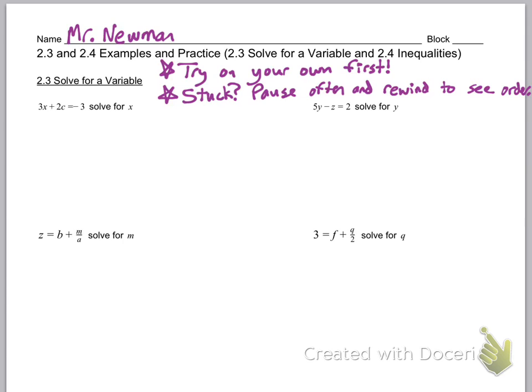All right, now that you've tried these, if you got stuck, I'm going to show you the problems on the left, and then I'll leave the ones on the right for you to try. And if you want to sign up for Flex to come talk about it, or you can text me through Remind, you can get help that way.